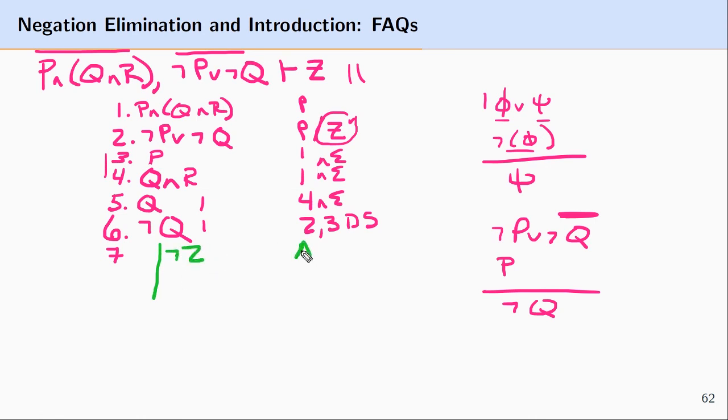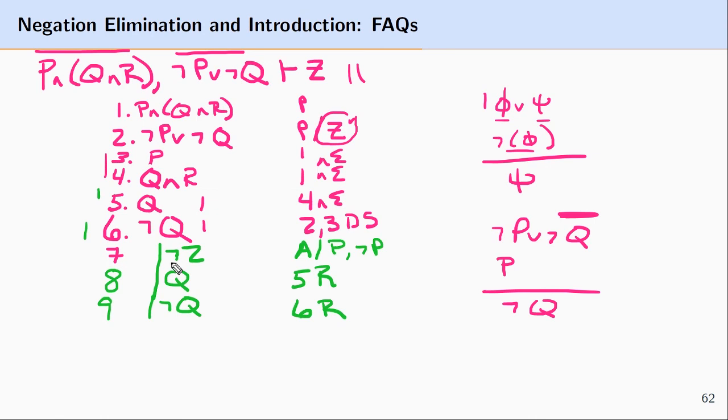I'm going to make this assumption, and my goal with this assumption is to get a formula like P and not P, any formula and its literal negation. You'll notice that 5 and 6 are literal negations of each other. So at lines 8 and 9, I am going to simply reiterate those formulas into the proof. So I'm going to reiterate Q from line 5 using the reiteration rule, and not Q from line 6 using the reiteration rule.